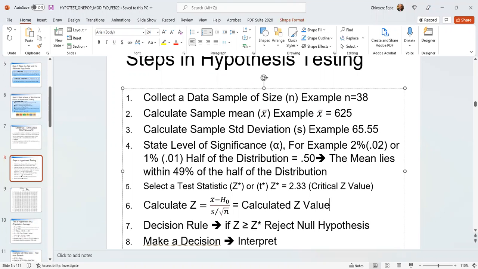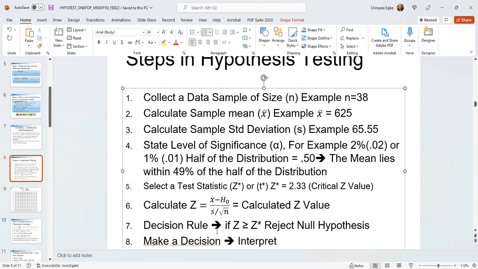All right? So there's a critical Z and a calculated Z. So now your decision rule to reject or not reject the null hypothesis, okay? So when you state the null hypothesis and the alternate hypothesis, your objective is to see if you can reject the null hypothesis, all right?